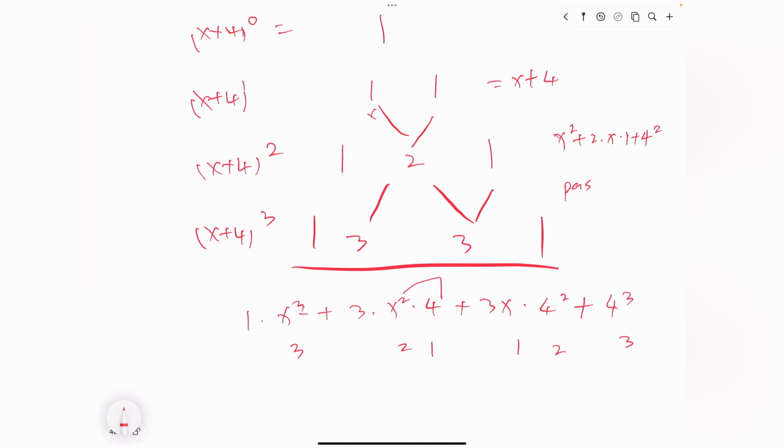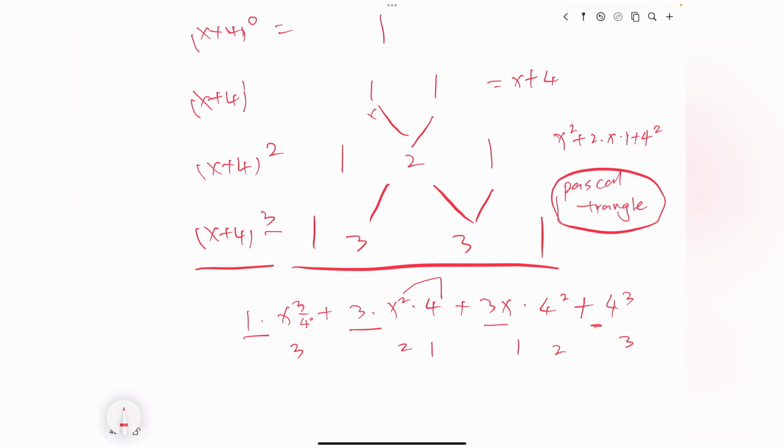Pascal's triangle. These are the coefficients for the powers. So if you have cube, it's 1, 3, 3, 1. And the power starts from 3. So x to the 3, 4 to the 0, basically it's 1.